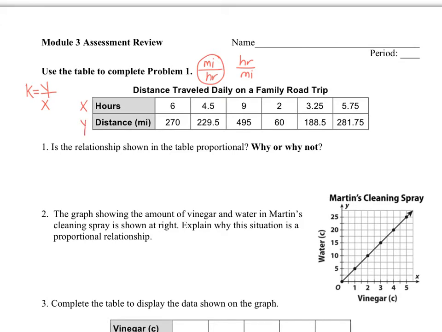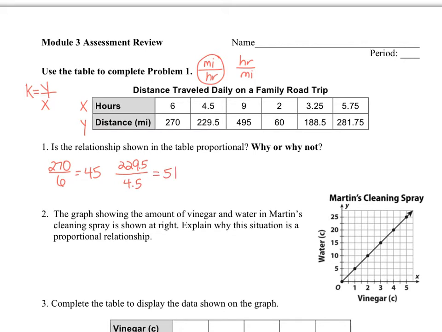So we want to take every point and take the y value divided by its x value. For the point 6 to 70, we're going to take 270 divided by 6. You can use a calculator to figure this out. When you punch that in, you should get 45. Now we need to do the second point: 229 and a half, which is the y value, divided by its x value, which is 4 and a half. When you plug that into the calculator, you get 51.